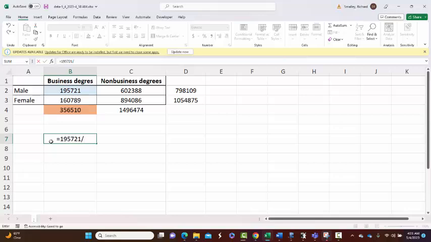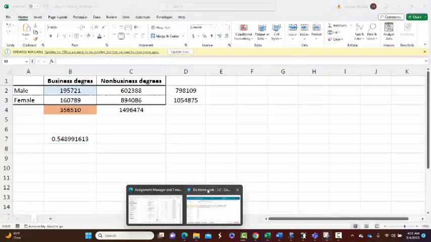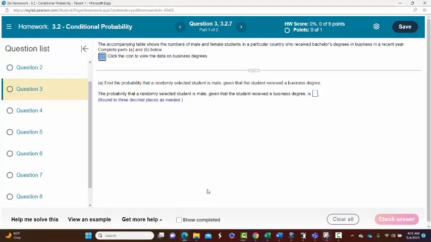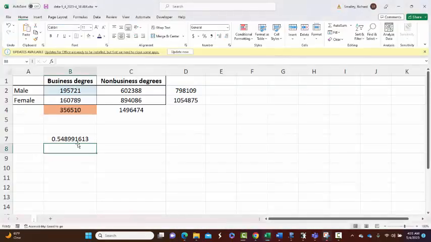Divided by, I could have written a command, couldn't I? Either way, you see what I was doing there, but I could go B2 divided by B4. But it wasn't wrong to type the numbers either. All right, let's see what it wants, decimal wise. It wants 3. I like 549.